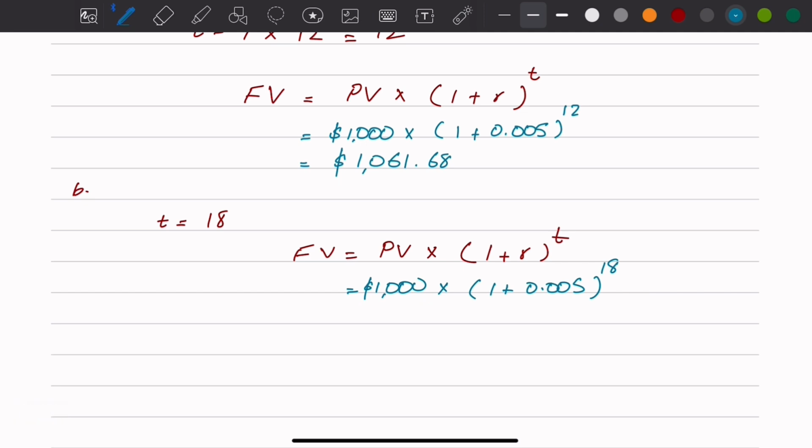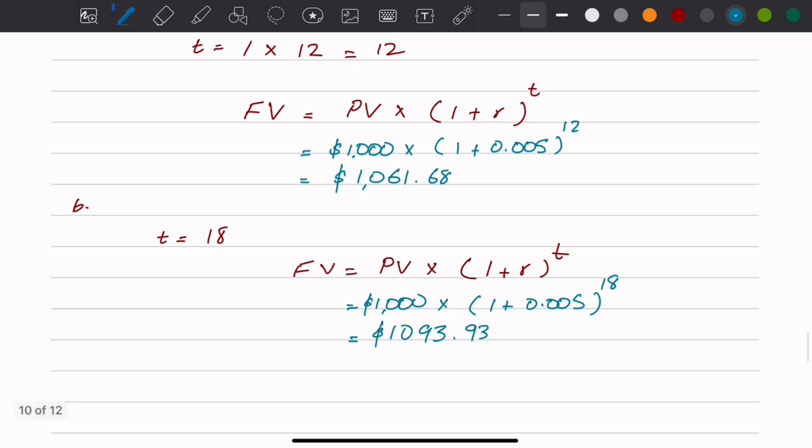Going back to our calculators, 1.005 to the power of 18 multiplied by $1,000 is going to be $1,093.93 rounded. Okay, that's it for this exercise.